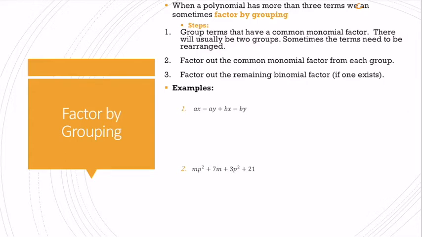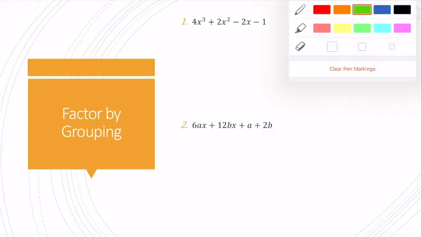If I have ax minus ay plus bx minus by, I'm going to factor by grouping. So I put in my grouping symbols, which are parentheses, and I factor each group differently. So I say, okay, what is the greatest factor of ax and ay? Well, that's going to be a, so I'd be left with a times x minus y. I'm going to add that to, okay, what's the greatest factor of bx and by? Well, that's b times x minus y. Now, this is step 3 where I factor out the remaining binomial factor.